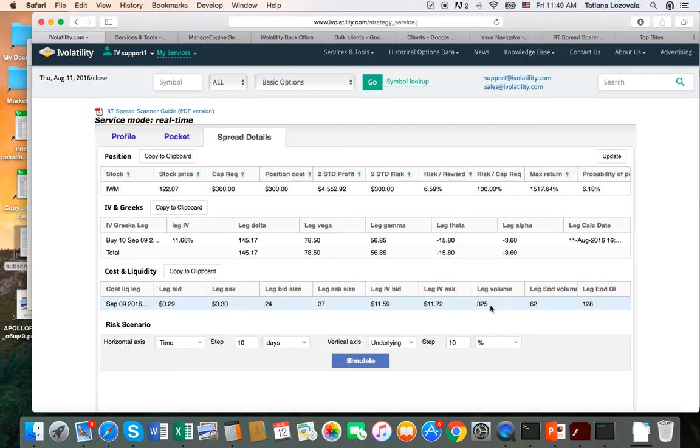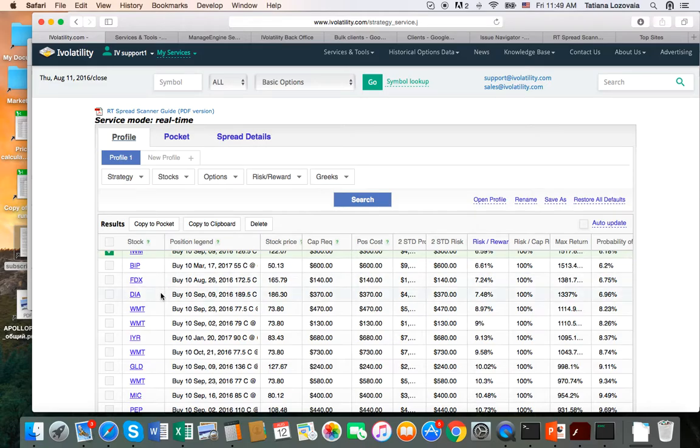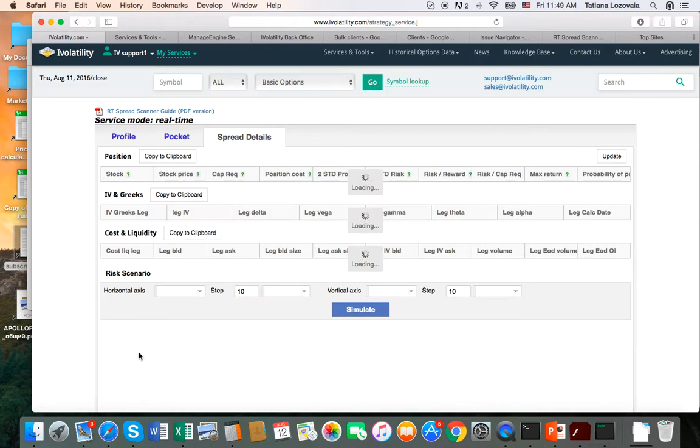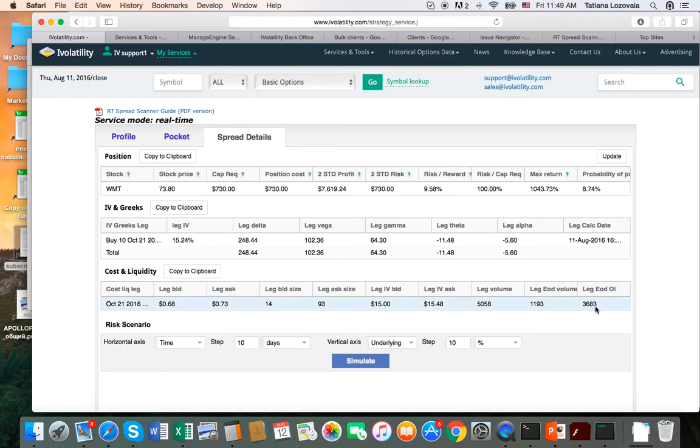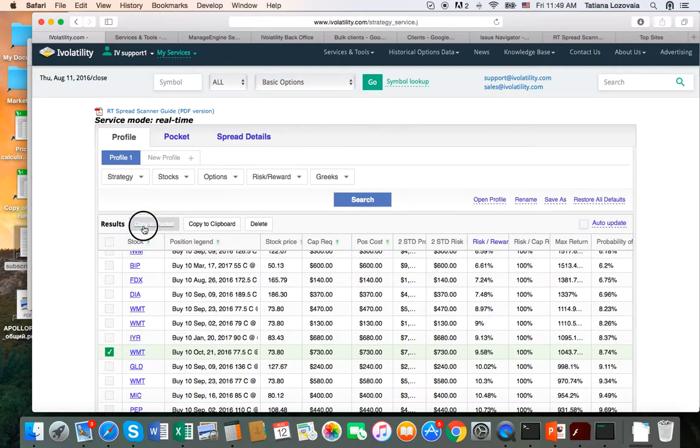So let's look at another one. Okay, option volume is 300. Total open interest of this option is 120. It's too small again. Okay, so let's just go next. Let's look at Walmart. Wow, we have 5,000 option volume, which is almost 1.5 times higher than the total end of the day open interest and 5 times more than the closing option volume. So we definitely want to look at this option later. So we are copying it to pocket and we'll get back to it later.